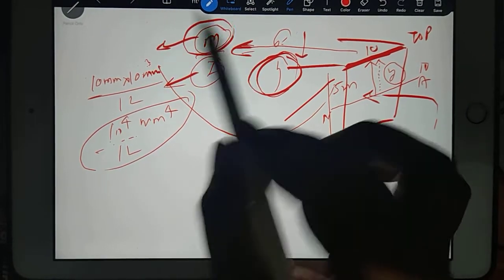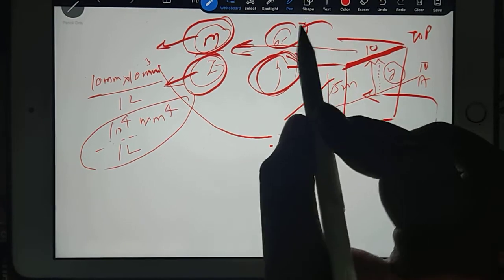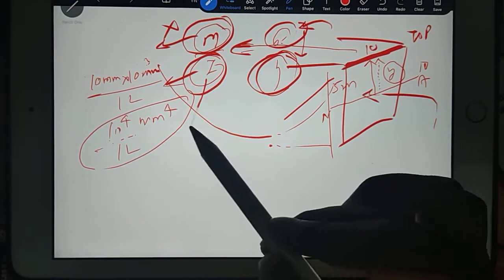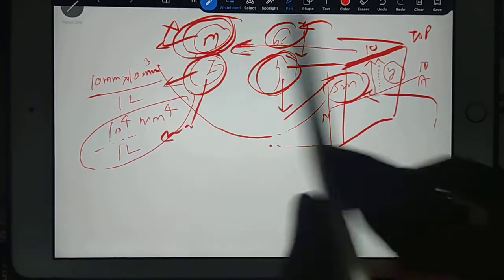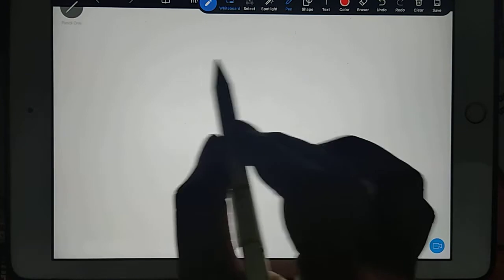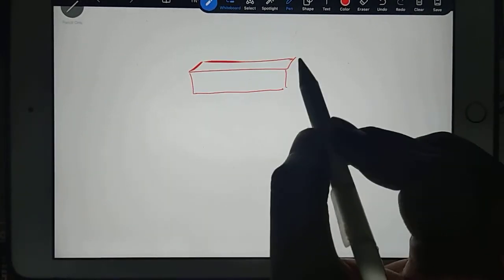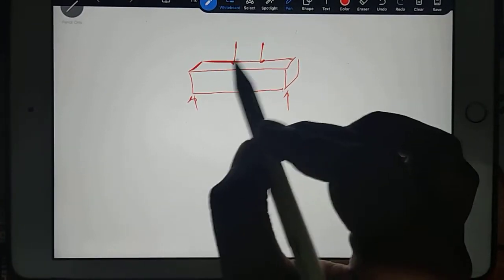So this M we know, and I we can find out, sigma we have to find out. Sorry, M we don't know. So now our next job: I we can calculate like this, Y became 5, but what about the moment? My point is, if you have any beam given, and the beam looks like this, and here you have simply supported, here you have simply supported, and here you have point load and point load.